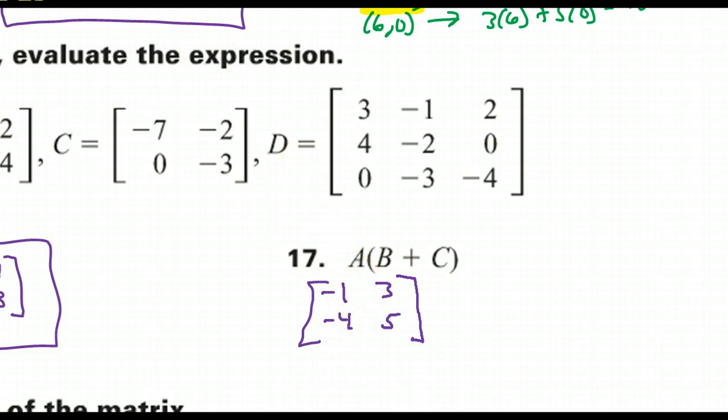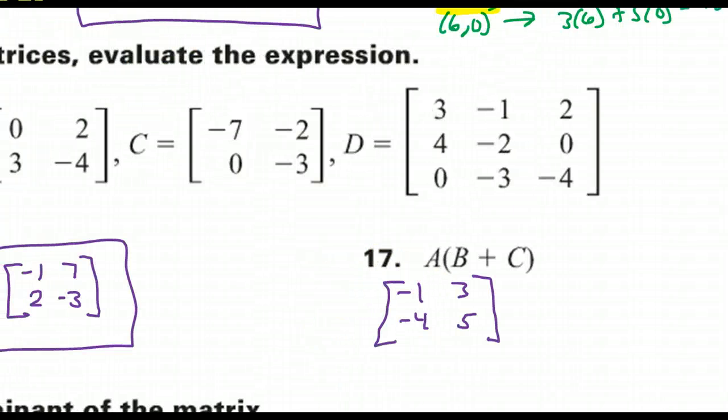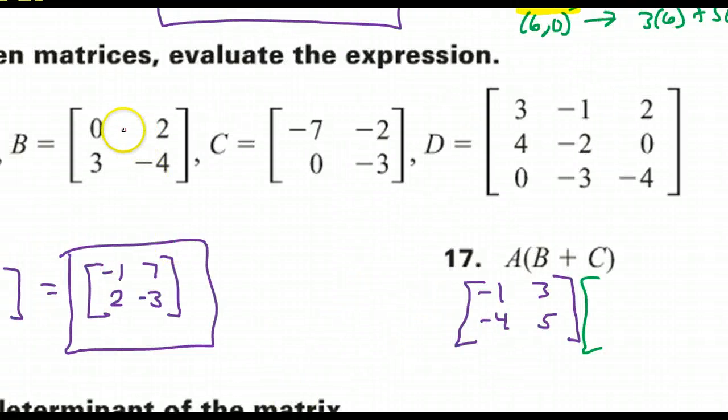Okay, that's matrix A. Okay, matrix B plus C is going to be... I'm adding those up. 2 and -2 make 0. 3 and 0 make 3. -4 and -3 make -7.